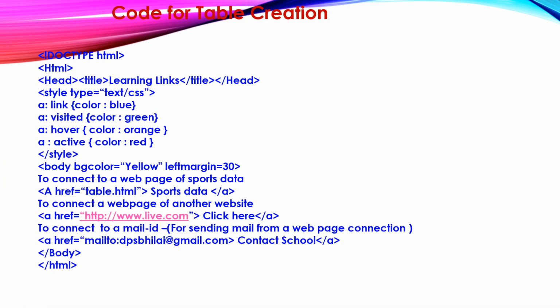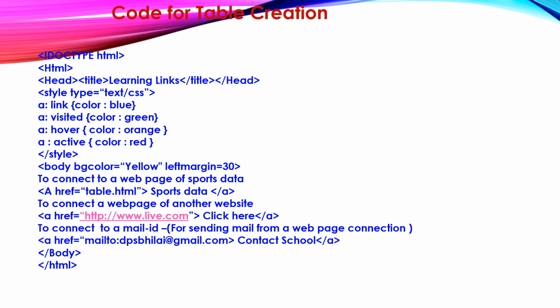Now here I have given you code for linking. We have to set a few attributes for linking. These are the link color, visited color, hover color and active color. Let me explain what they are.